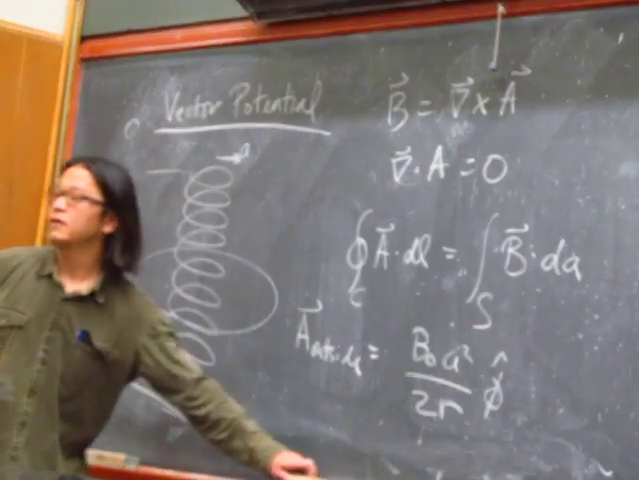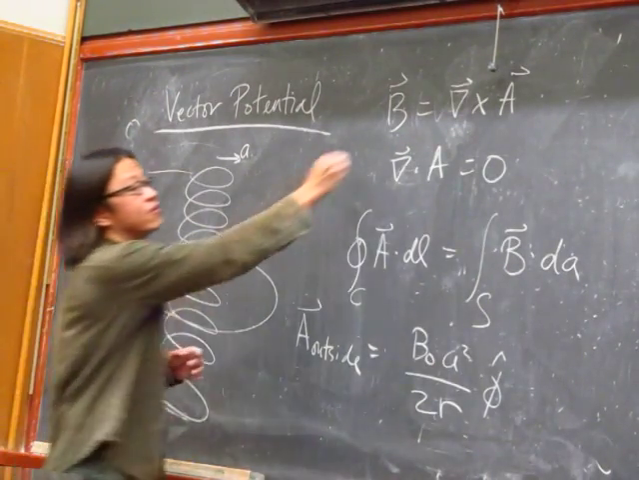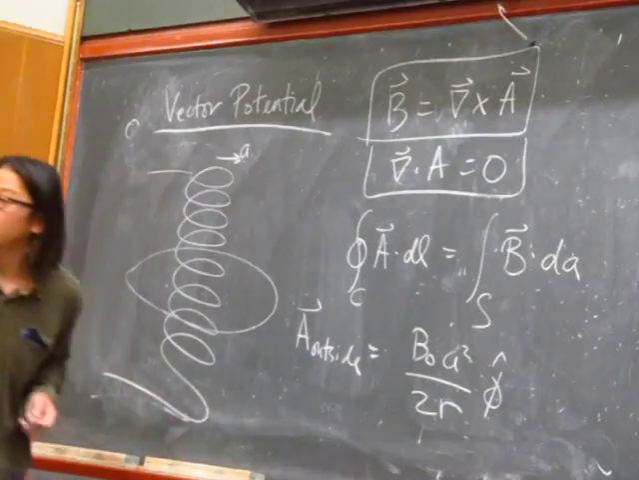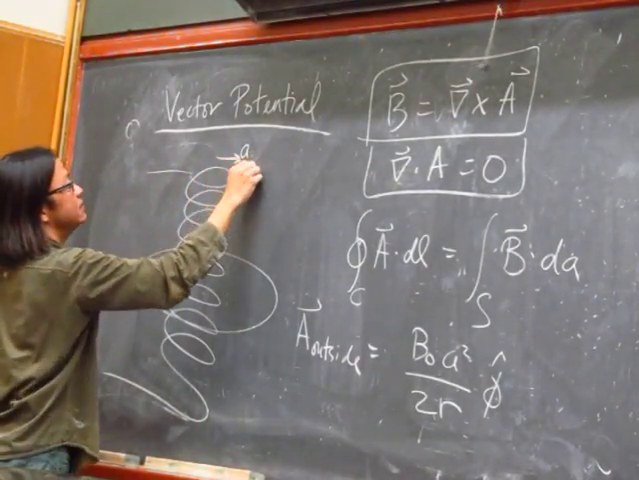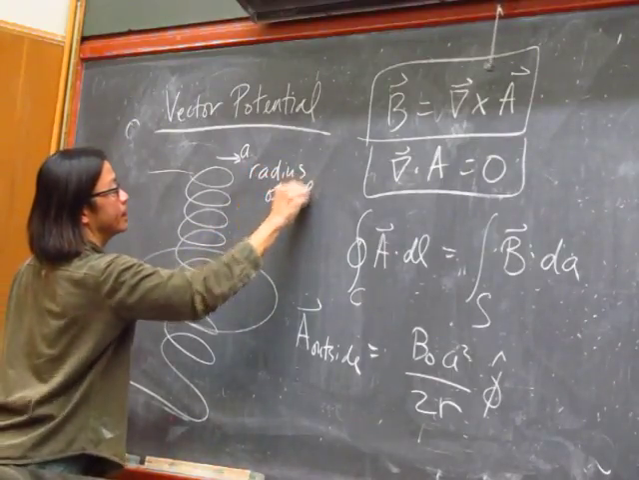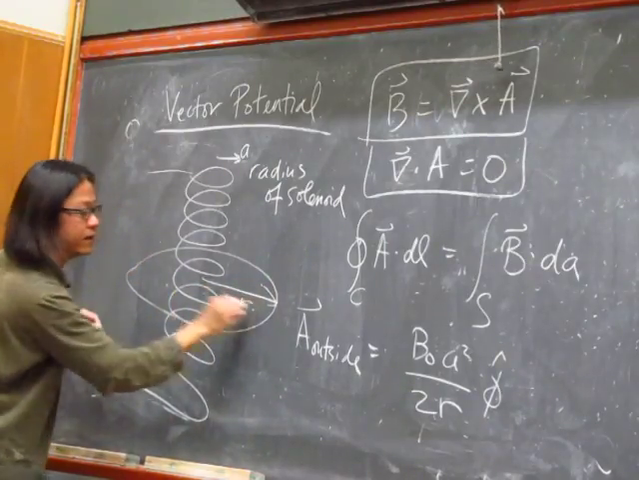Wait, what is that? That's a vector potential. Recall our lectures a week or 2 weeks ago. The little a is the radius of the solenoid, and R is the radius of the loop.